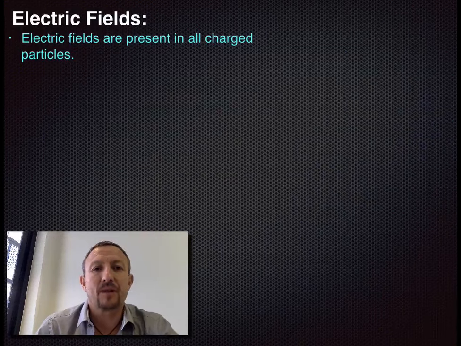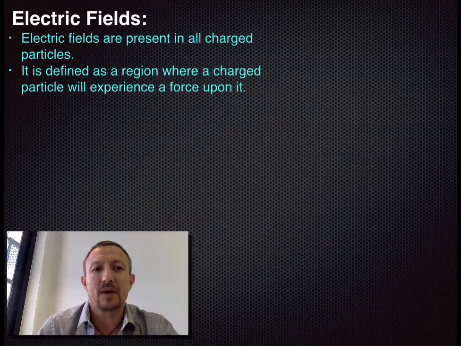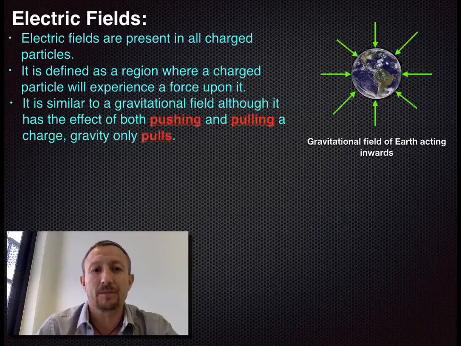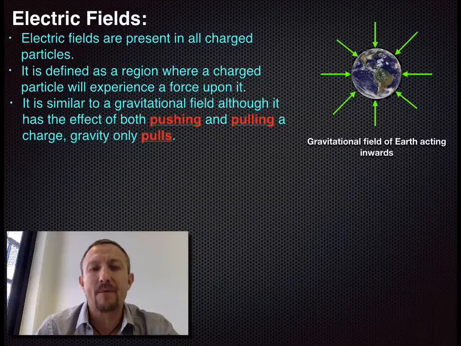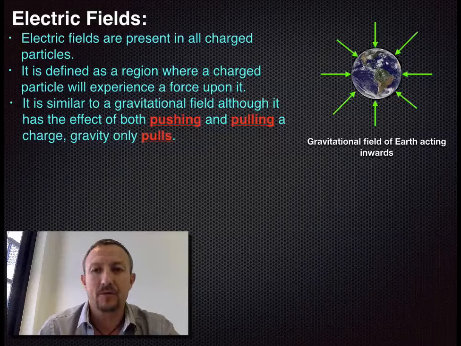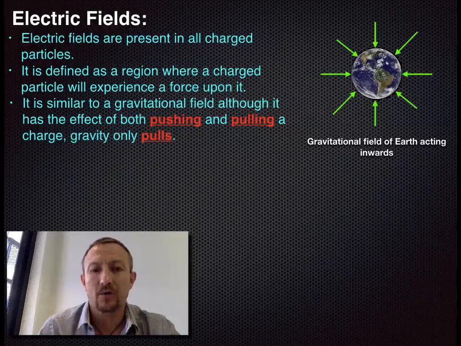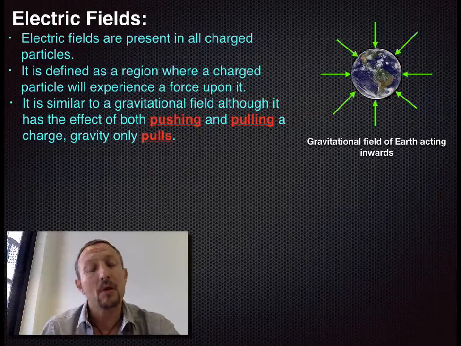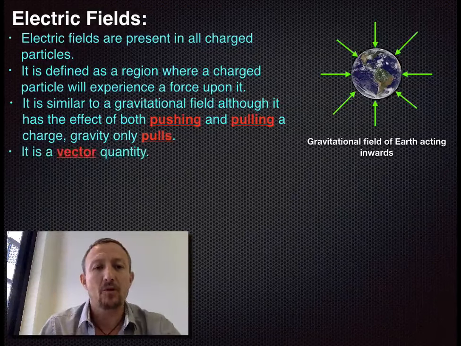Now electric fields are present in all charged particles and they are defined as a region where a charged particle will experience a force upon it. They are very similar to the gravitational fields that we notice on the planet Earth. The only difference is that the gravitational fields that we notice only act in one direction. They only pull on an object, whereas the electric fields that you have on a charge have the ability to push and pull. We call them attraction and repulsion.